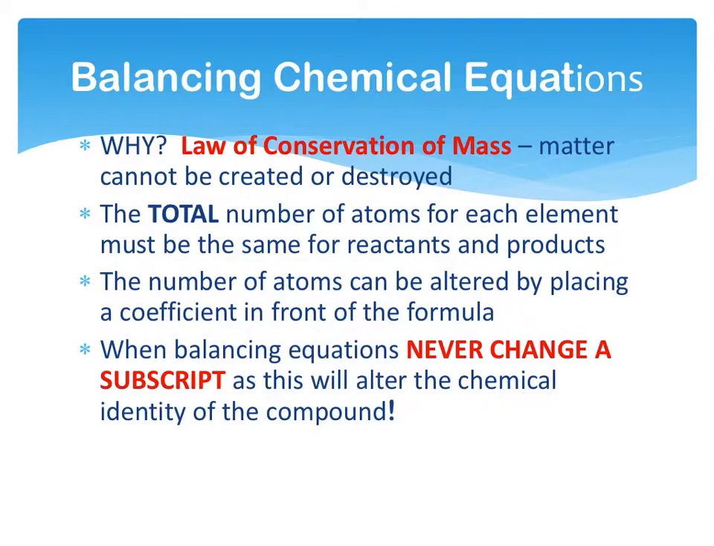So why do we balance chemical equations? The one thing is we want to make sure that we honor the law of conservation of mass, which is that matter cannot be created or destroyed. So we need to have the same amount of material on our reactant side of our chemical equation versus our product side of our chemical equation.